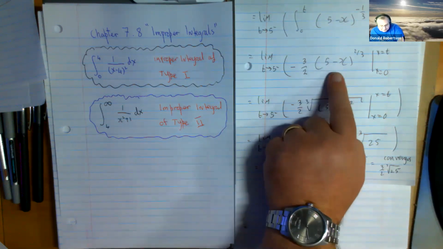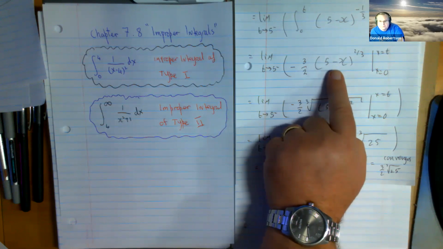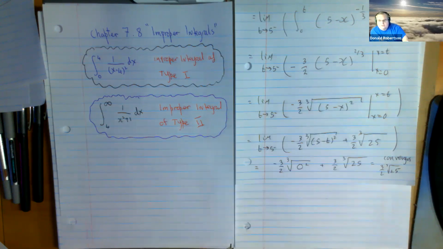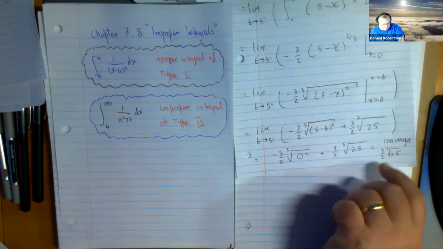Now, if I had left this question in that format, do you know that you're going to have to do things like 5 minus t to the 2/3 or 0 to the power of 2? You're just going to have some weird looking things that I think you're likely to screw up if you're not careful.